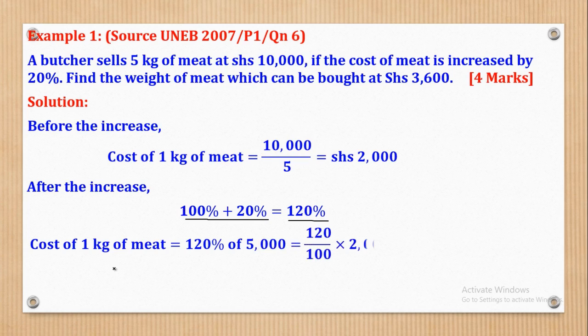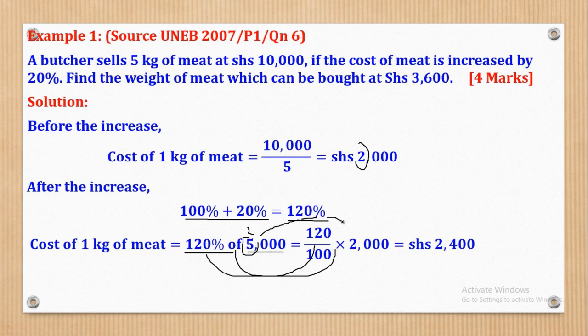Therefore, the cost of 1 kilogram of meat will now be 120% of 2,000. So this is supposed to be 2,000, because here it was 2,000, so you change this to put 2,000. Now 120% means 120 over 100, then 'of' means multiplication, then here we said it is 2,000, so we put here 2,000, which is the cost of 1 kilogram of meat before the increase.